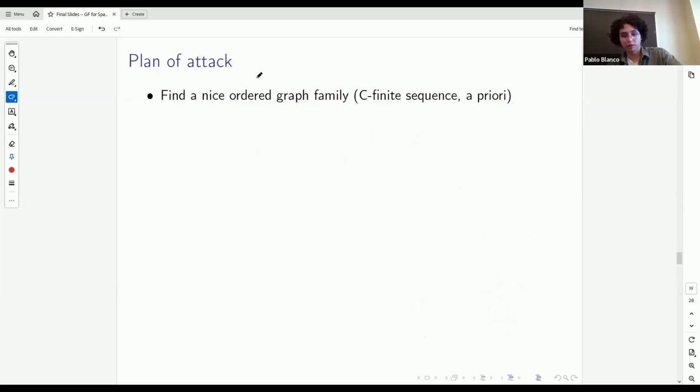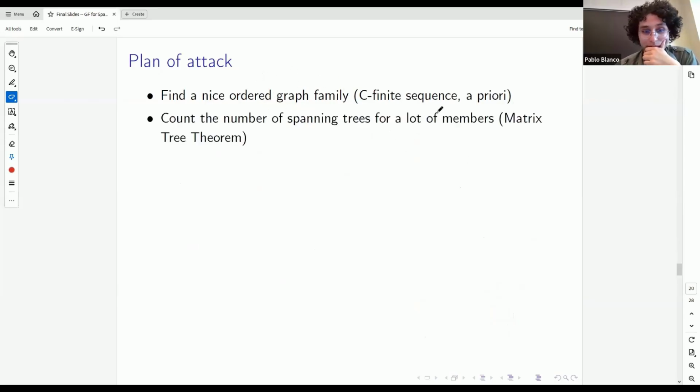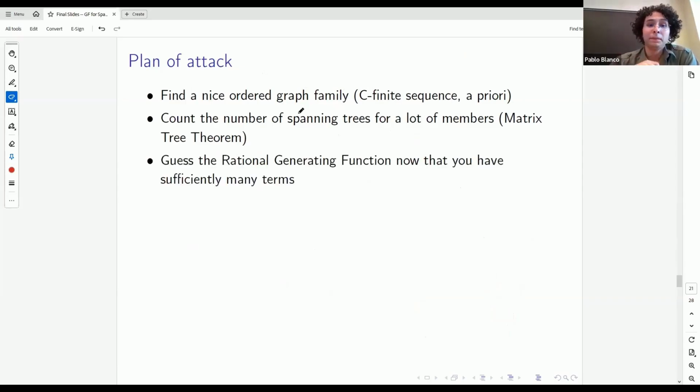So let's review what the plan was. We found some nice families. We know how to count the spanning trees using determinants, basically, of the Laplacian matrix. So that means we can use Maple. We used Maple. You can use another program if you want.